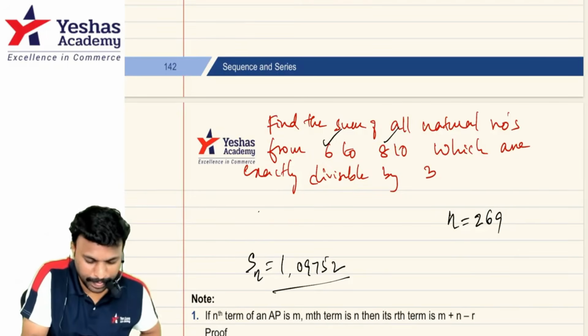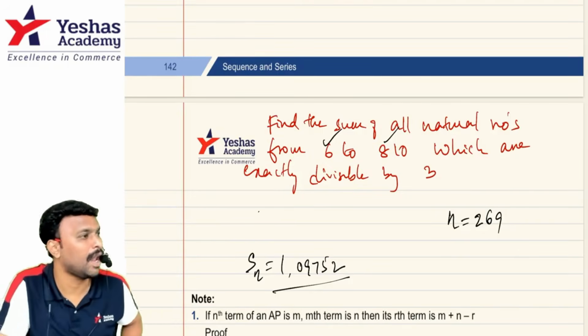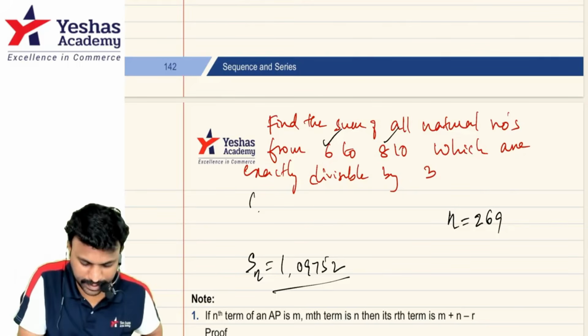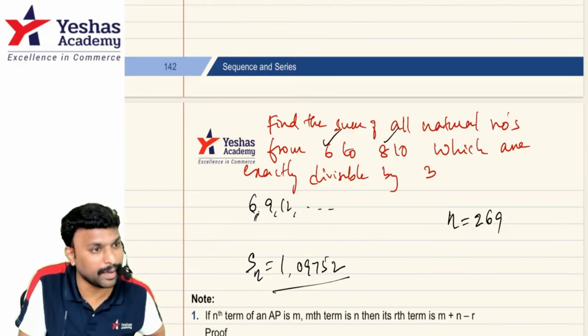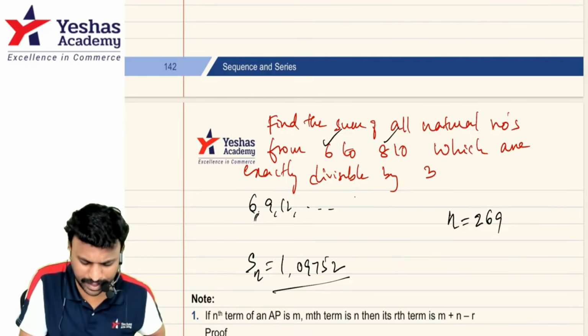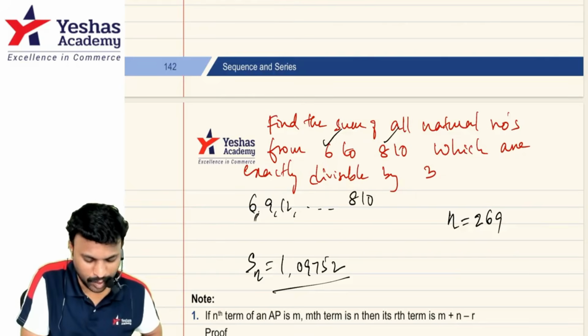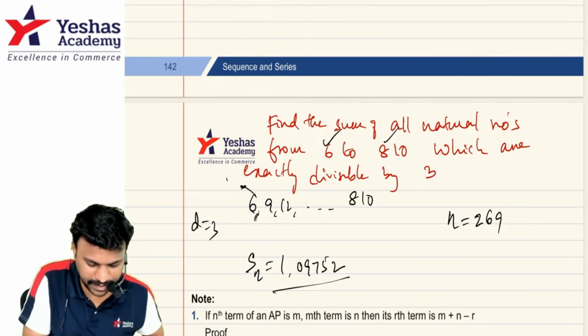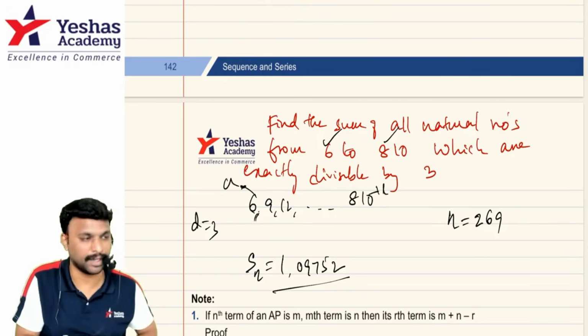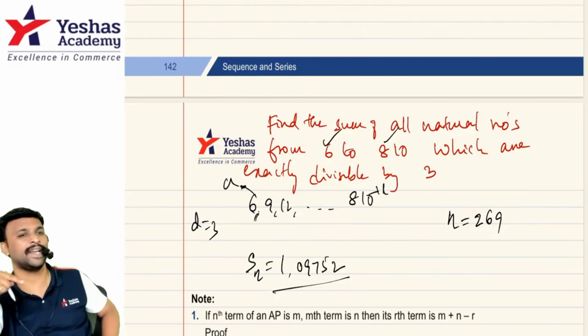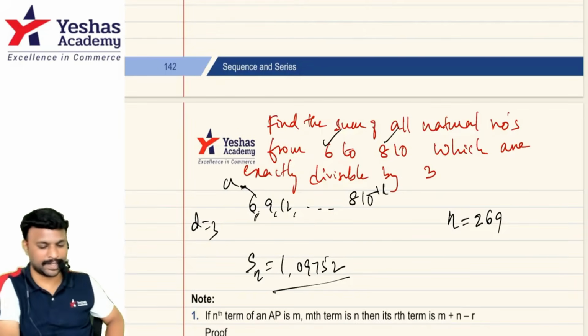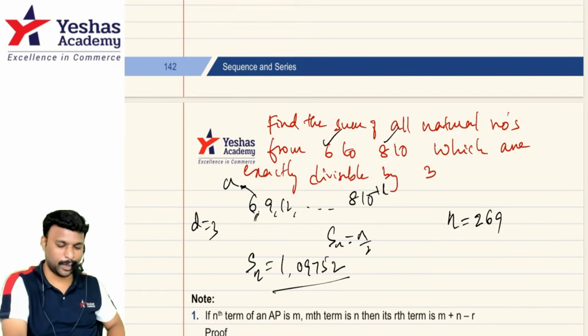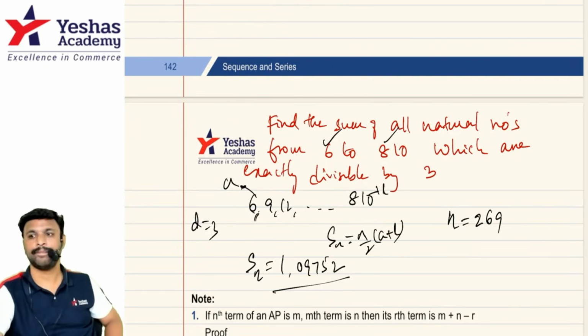Correct. What's the sequence first of all? 6, 9, 12, and so on. Last number, 810, is exactly divisible by 3. Yes. Common difference is 3. First term is 6. Last term is 810. Using the shortcut of n, find out n, then put it in the Sn formula, n by 2 into a plus l.